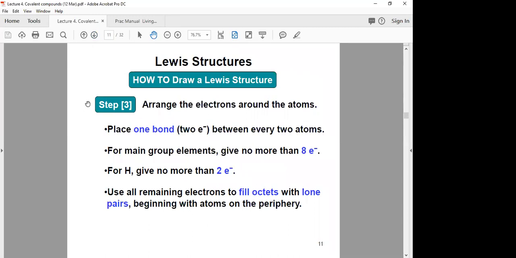Arrange the electrons around the atoms, place one bond, that is one covalent bond, each one equaling 2 electrons between every 2 atoms. For main group elements, make sure that that octet rule of 8 electrons has been satisfied. And of course, for hydrogen, don't give them any more than 2 electrons. Use all remaining electrons to fill octets with lone pairs, beginning with atoms on the periphery.